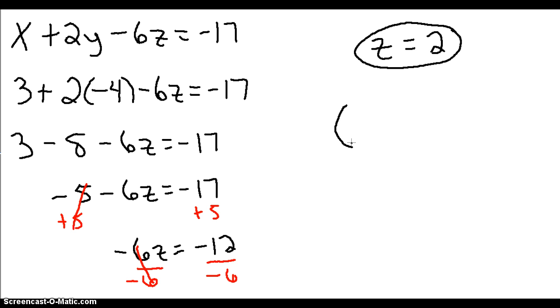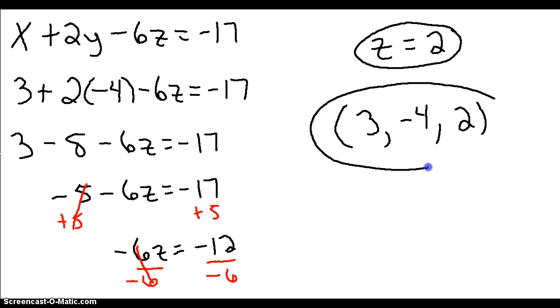So we know that x is going to be 3, y is negative 4, z is 2. So many ways to go about doing this, but any way you go about doing it, it's going to give you the same answer.